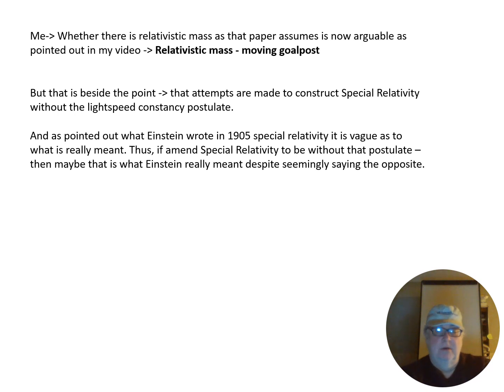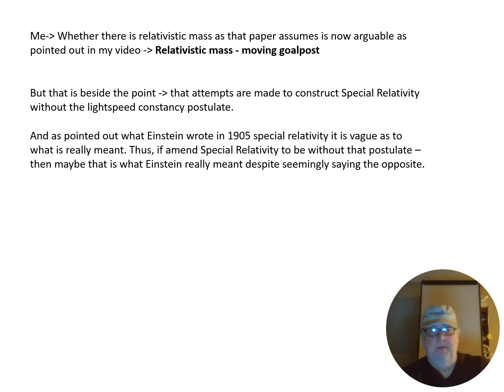In that particular paper on special relativity without a constancy of light speed, it talks about mass increasing, which is relativistic mass. And as I pointed out in one of my videos, relativistic mass is moving the goalposts again and is another topic of arguing about things. Einstein does not talk about relativistic mass in his 1905 paper on special relativity, and so to introduce relativistic mass is just moving the goalposts again. But that is beside the point.